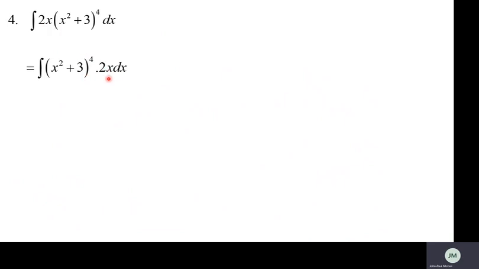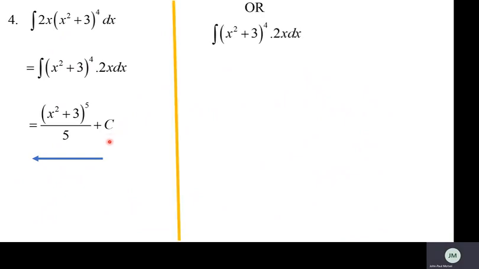So this will be our du, then that will be our u. So all we have to do is just to add 1 to the exponent and divide by the new exponent. So we're going to have u to the power 5 divided by 5 plus a constant at the end. And we're done.